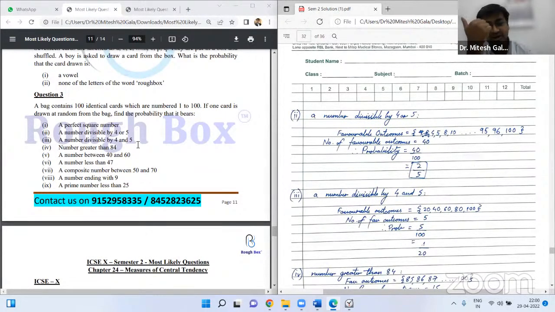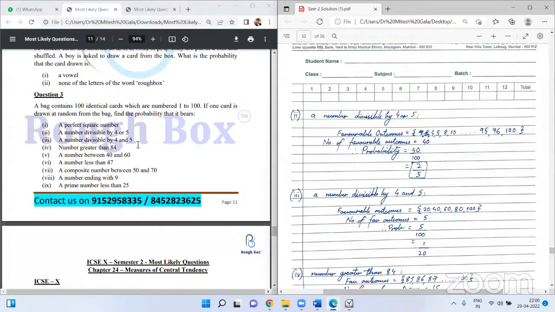Sir, 4 and 5? So 4 and 5 would be 20, 40, 60, 80, 100. So 5 by 100, 1 by 20.